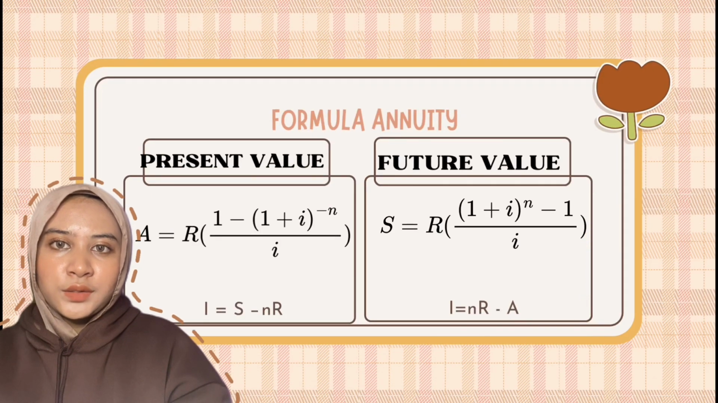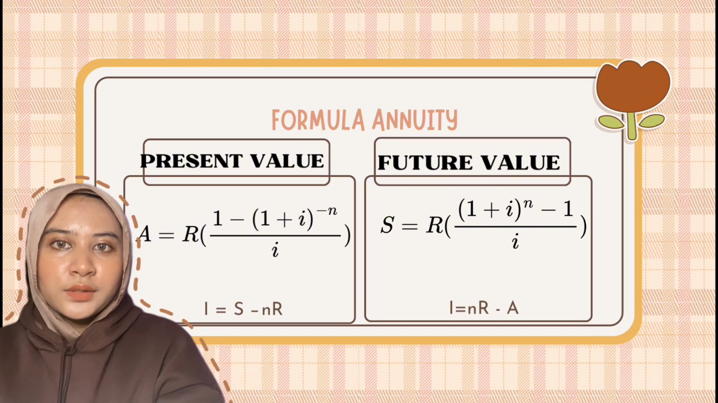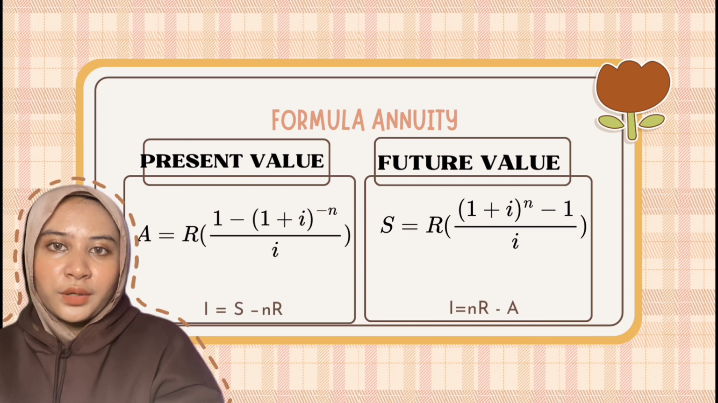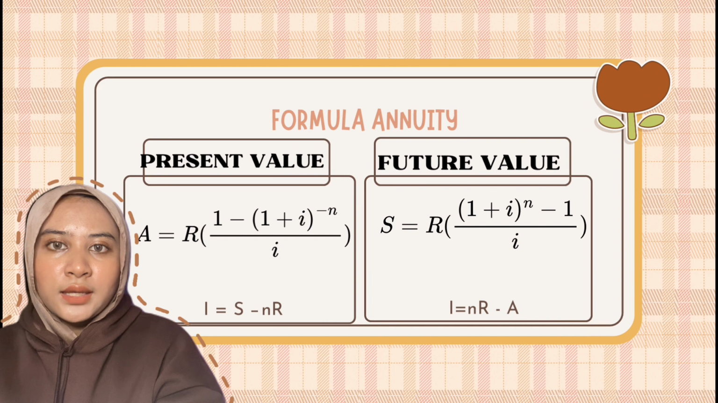There are two things you should know. First, the formula of present value: A equals R in bracket 1 minus (1 plus i) to the power of negative n, per i. The other formula is I equals to nR minus A.